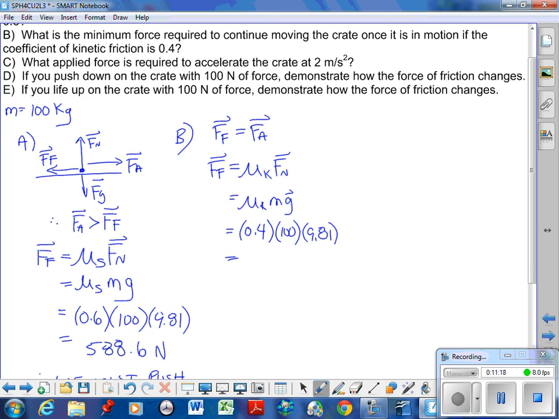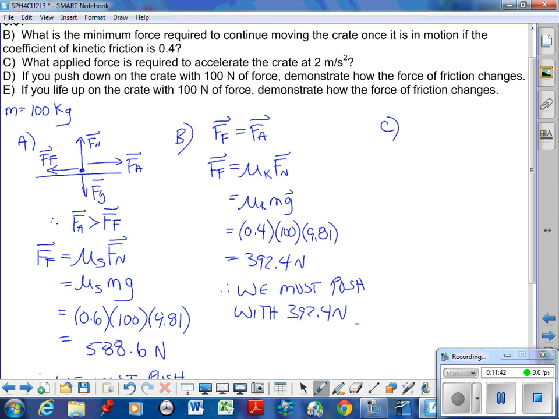And from that, we get 392.4. So we must push with 392.4 newtons to keep it moving at a constant velocity.